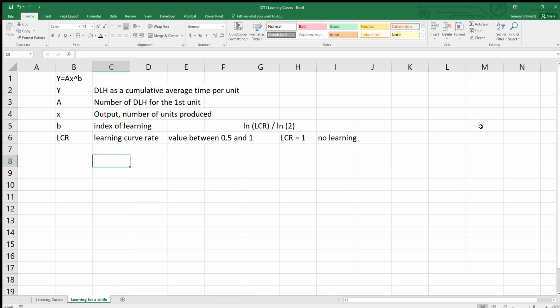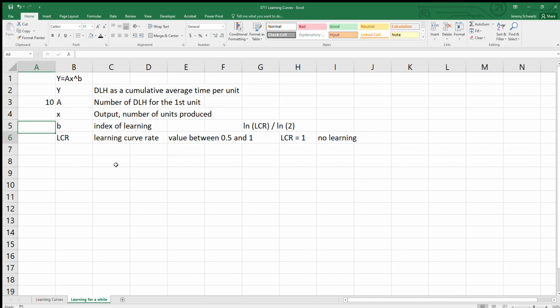Now what we're going to do is do an example where we look at learning that's going to take place for a little while, but then it's going to stop. So say for instance, we have a case where the first unit takes 10 hours to complete.